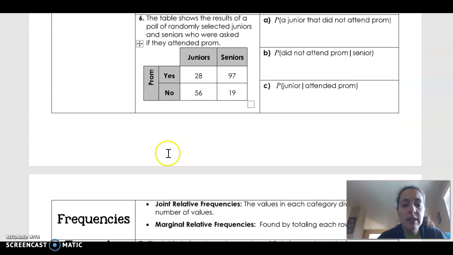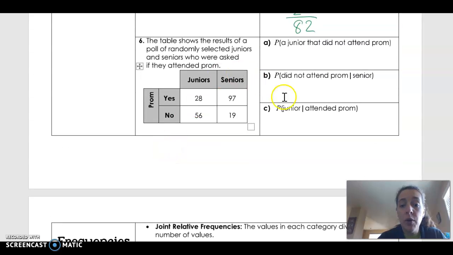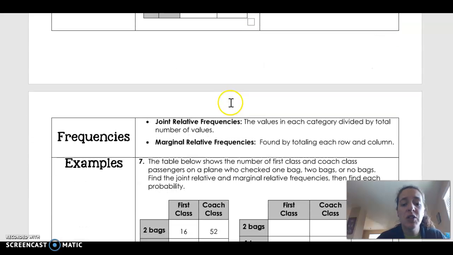So now here's another example that you can go ahead and work through. Just see if you can follow what we did up here with our two-way table and follow this one, and I'll post the answers for you.